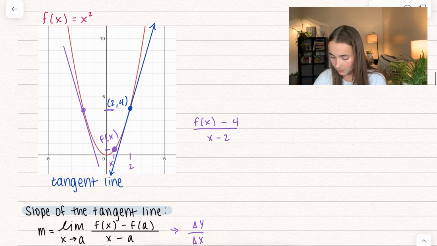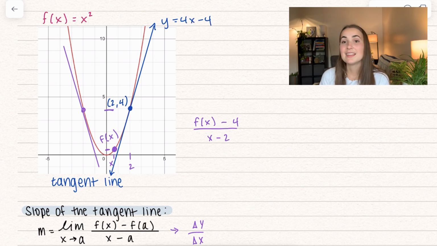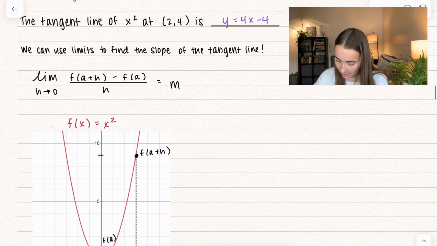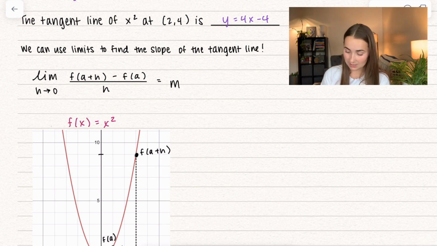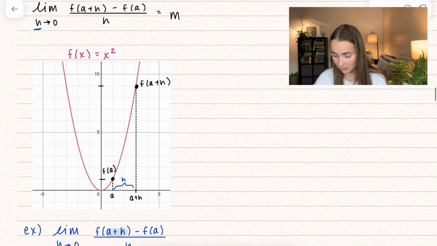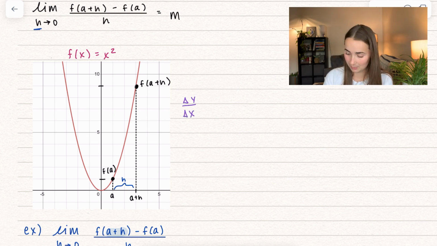And if I go back up to my drawing, that is going to be the equation of the blue line, y equals 4x minus 4. So that is how we can actually find the equation. We use limits. There is another way that we can do this. This is where we take the limit as h approaches 0 of f(a plus h) minus f(a) all over h. So this is a different type of limit. We're going to go ahead and see what that looks like here in this drawing. It is again very similar to change in y over change in x with the addition of a limit.